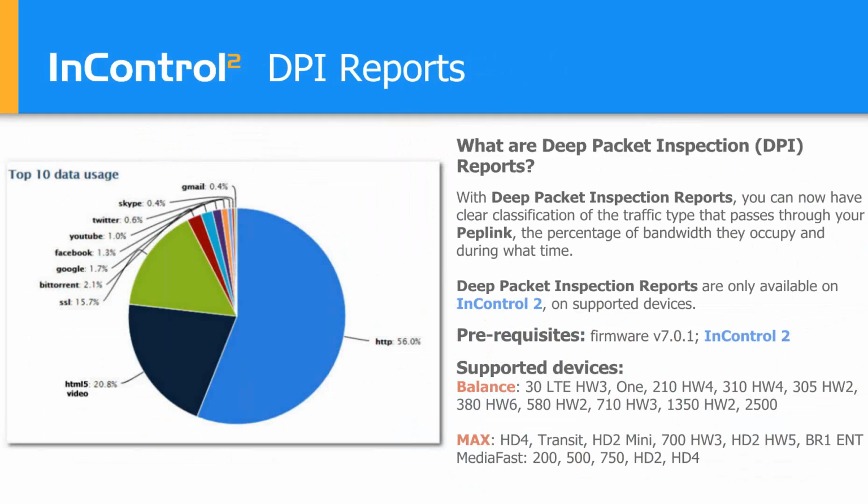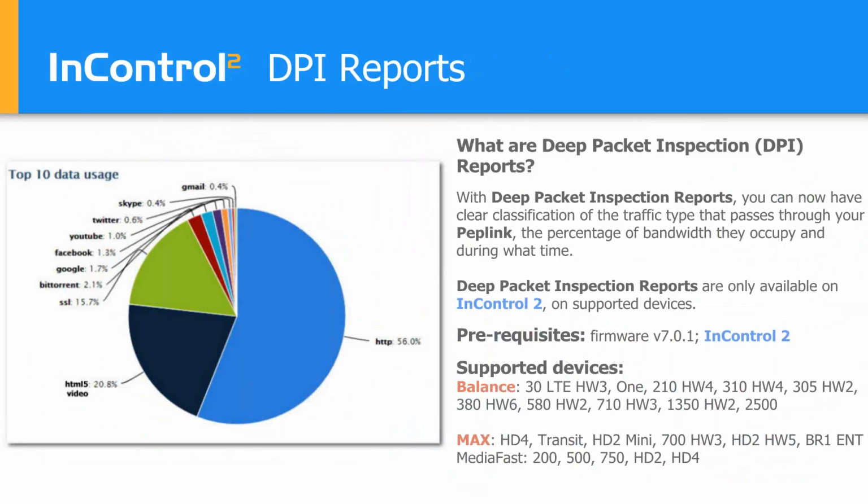A relatively new feature that we've got in there is deep packet inspection reports. And with these reports, you now have clear classification of almost all application traffic types that are going through the Peplink, as well as the percent of what they're using on your network. And we're not universal with this yet. It is only certain devices, most of the devices, and you do got to be on 7.0.1, which just released publicly a couple of days ago.